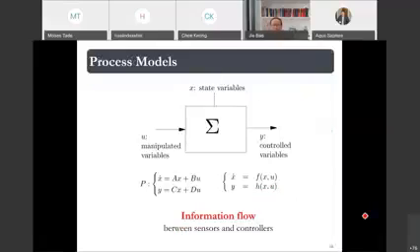Okay, now for the process models we use to describe each process unit. This is a typical process model that I think you'll be very familiar with. We have U, which is the manipulated variables, Y, which is the controlled variables, and X, the state variables. And the model describes the relationship between the inputs, outputs and the states. This is a linear version, this is a nonlinear version, but no matter what, we're looking at information flow between the sensors and the controllers.